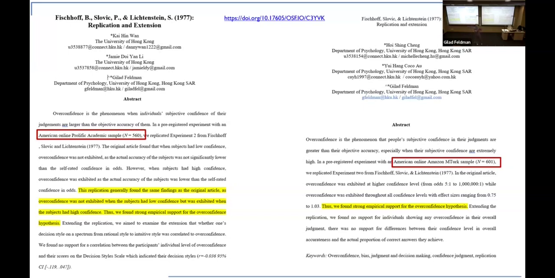We conducted a replication of Fischhoff about overconfidence, and we gave people a link to the call checks, and then we paid them in order to come in and participate. And you can see over here that in both cases, with both of these samples, they worked independently. They peer-reviewed each other, but worked independently, and they came to the same conclusion. So this replication generally found the same findings as the original article. Overconfidence was not exhibited when people had low confidence, but exhibited when people had high confidence. So in addition to this, we found strong empirical support for the overconfidence hypothesis. So we were able to do 2 successful replications of overconfidence many, many years later, 50 years later, after the original article.